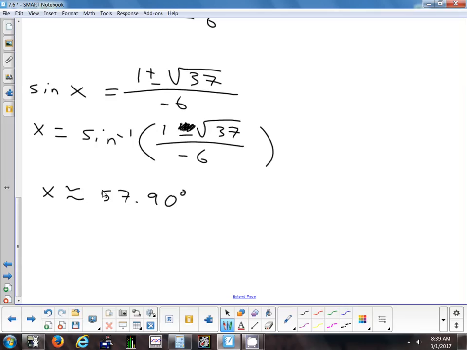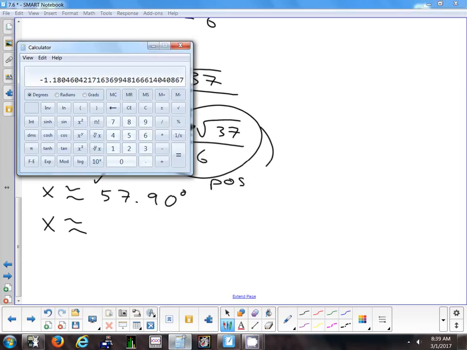Okay, so if you did this numerator out, would the top be a positive or a negative? 1 minus the square root of 37. That's a negative. And the bottom is a negative. So what's a negative divided by a negative? Positive. So this whole thing right here is a positive number. What other quadrant is sine positive in besides quadrant 1? Second. So what do you do with that number to get an answer in the second quadrant? 180 minus it. So your other answer is 122.1.